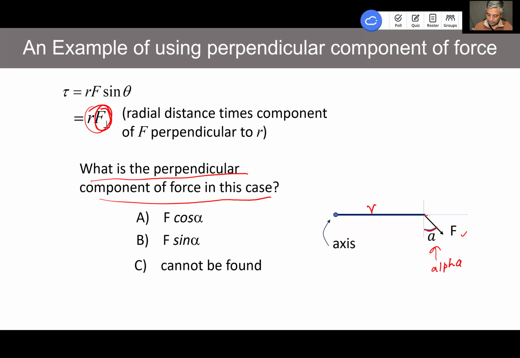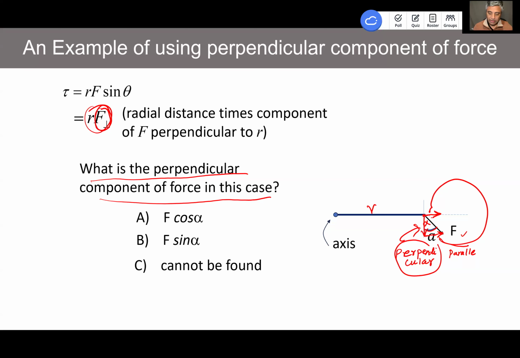The angle is on this side, so you can go this way and that way. So this becomes the parallel component. Alpha is here, parallel, and this is perpendicular, right? So this is perpendicular, and this one is parallel. I'm asking, what is the perpendicular component of this? The parallel one can also be drawn here. Usually that's what we do, right?